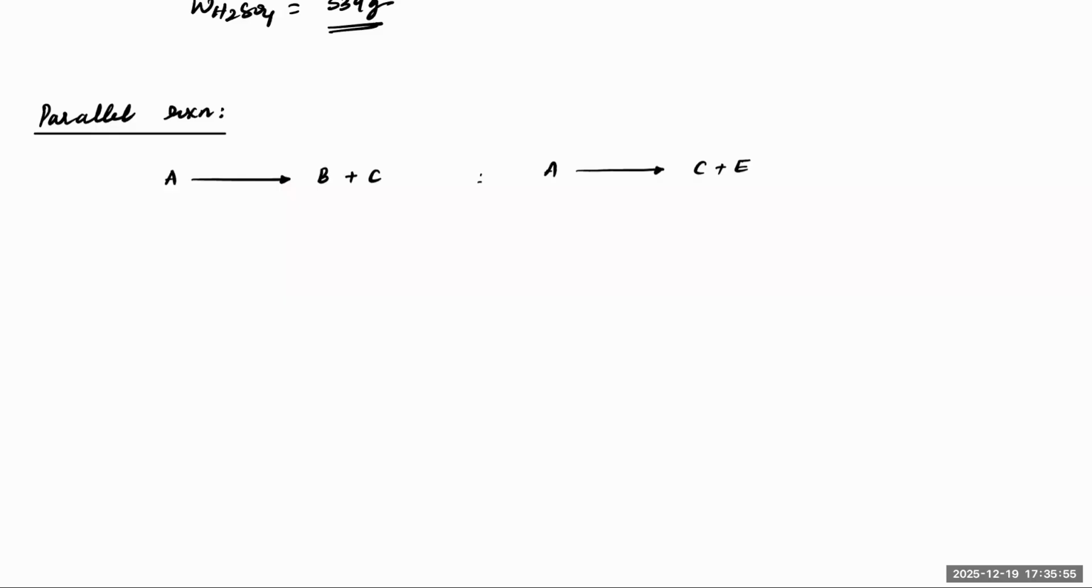Now, can I write like this? 2A is giving B plus 2C plus E. This is wrong. Because the amount with which the reaction is going here might be different here as well. So we can't simply add those reactions and write. These type of reactions are called parallel reactions.